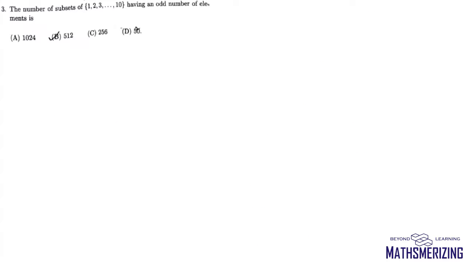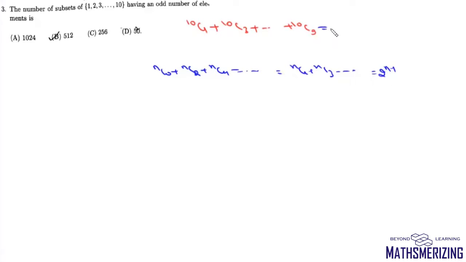Now question number 3 is, we need to find the number of subsets of this set having an odd number of elements. So these subsets can have either 1 or 3 or 5 or up to 9 elements. That means the number of subsets is given by 10C1 plus 10C3 up to 10C9. Now we know that nC0 plus nC2 plus nC4 is equal to nC1 plus nC3, and it is equal to 2 to the power n minus 1. So this value will be equal to 2 to the power of 10 minus 1, which is 2 to the power 9, and that is 512. So the answer to this question is option number B.